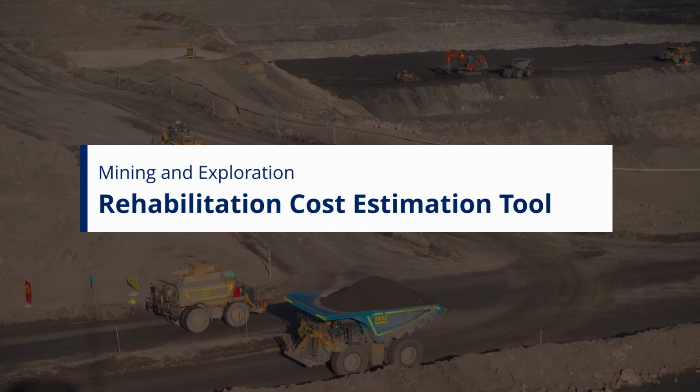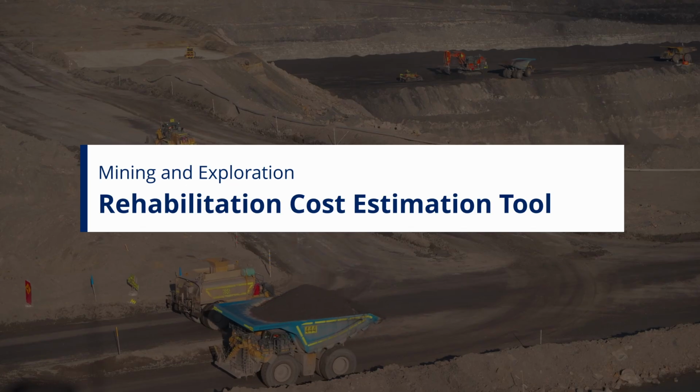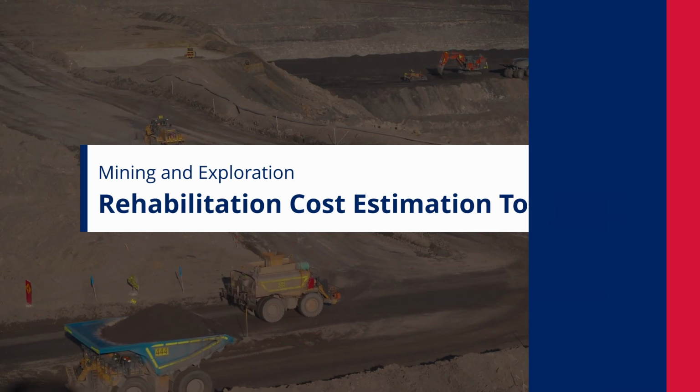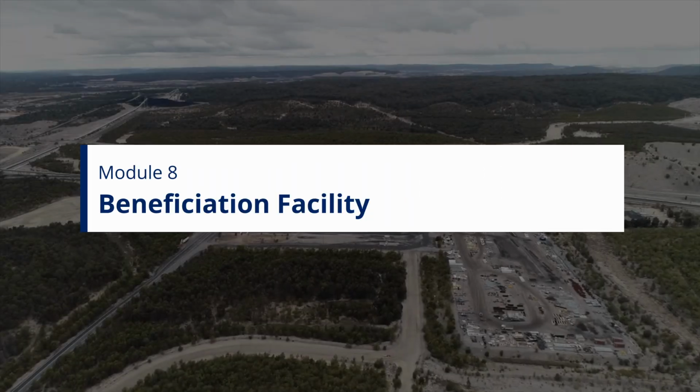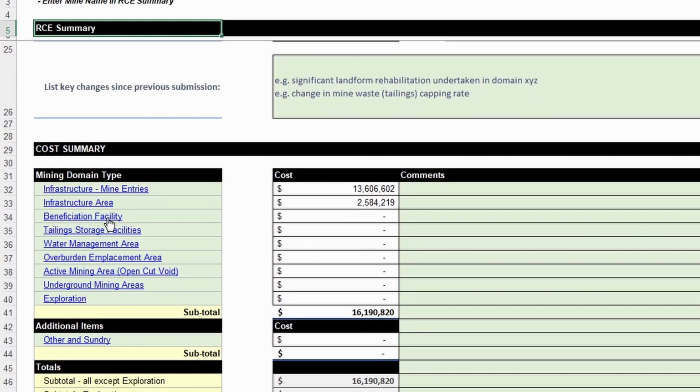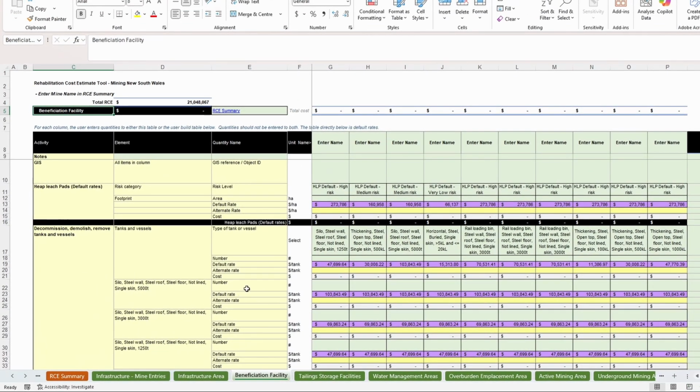Welcome back to the training series for the Rehabilitation Cost Estimation tool for mining and exploration in New South Wales. This is Module 8. In this module, we will look at the Beneficiation Facility Input Sheet, which calculates costs for decommissioning and rehabilitation of equipment and infrastructure focused on adding value to the raw product or ore.